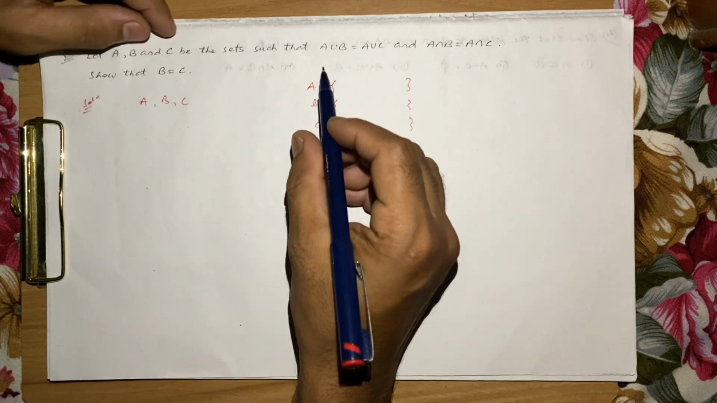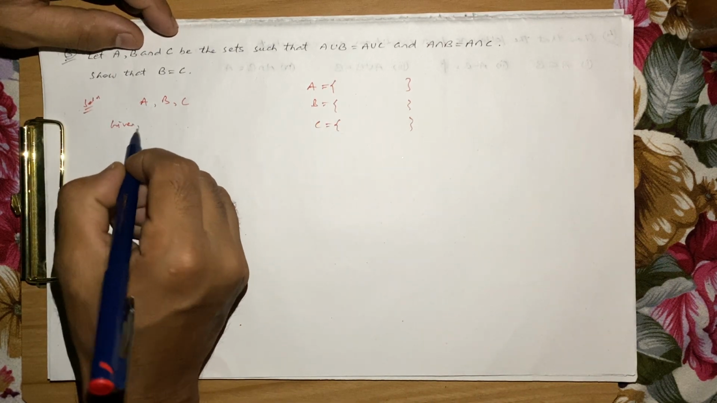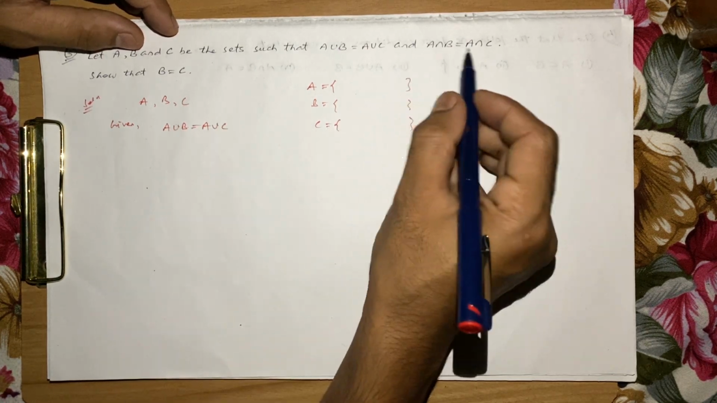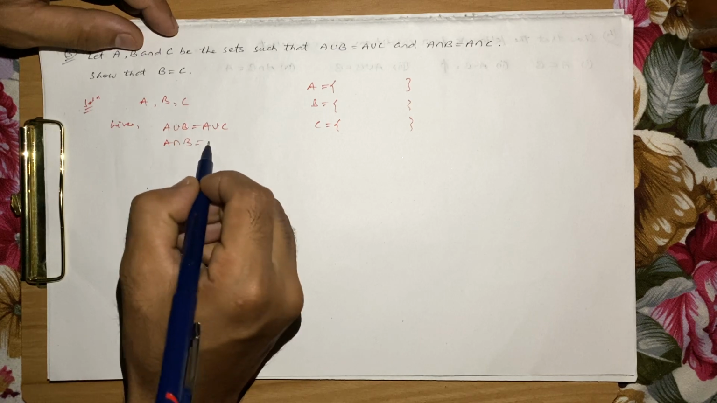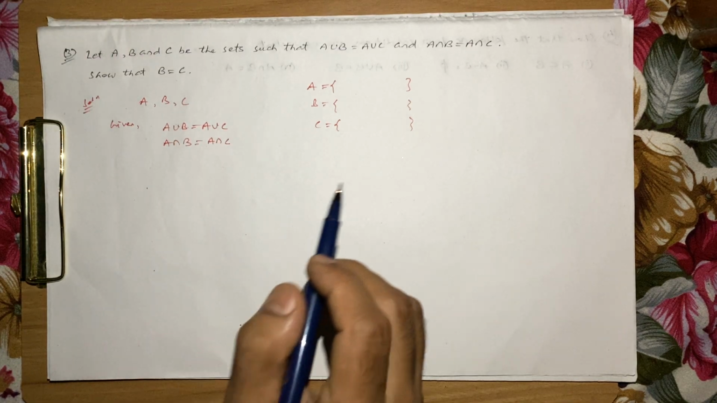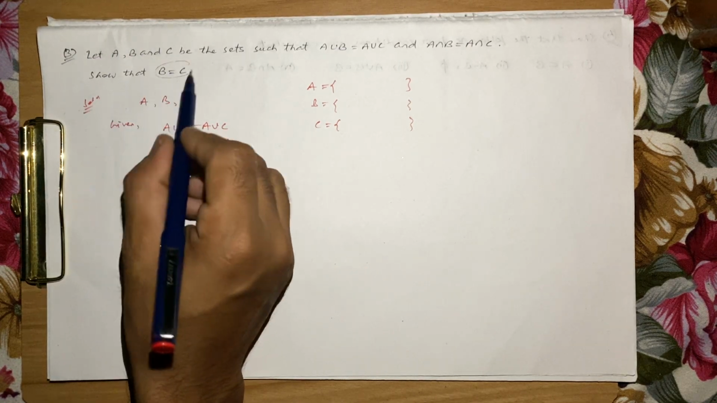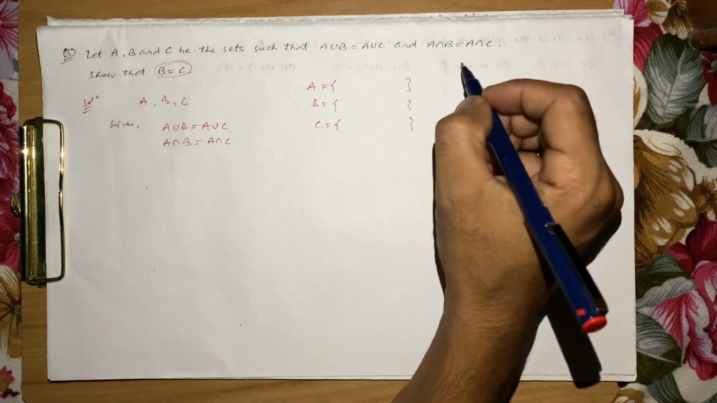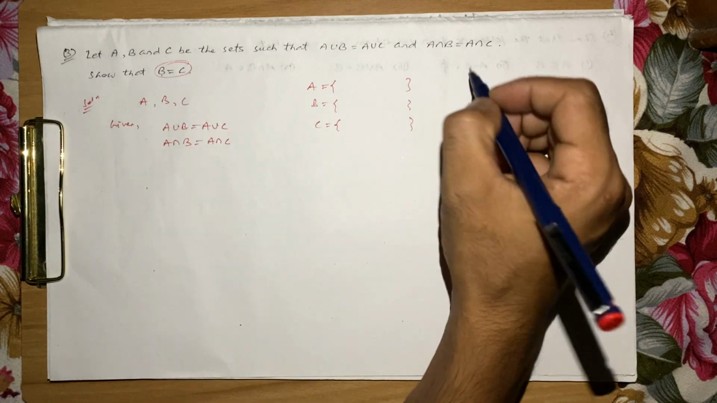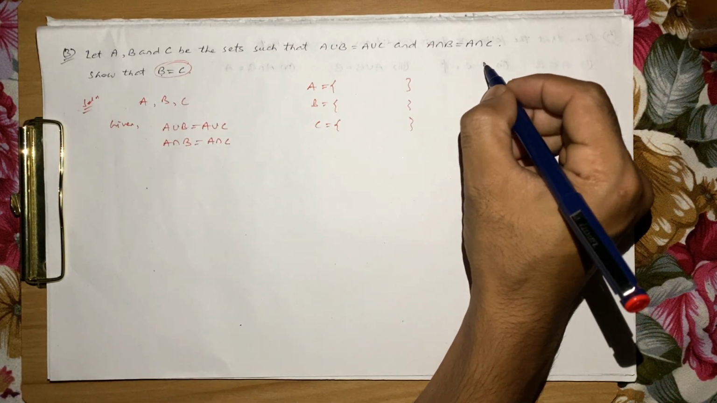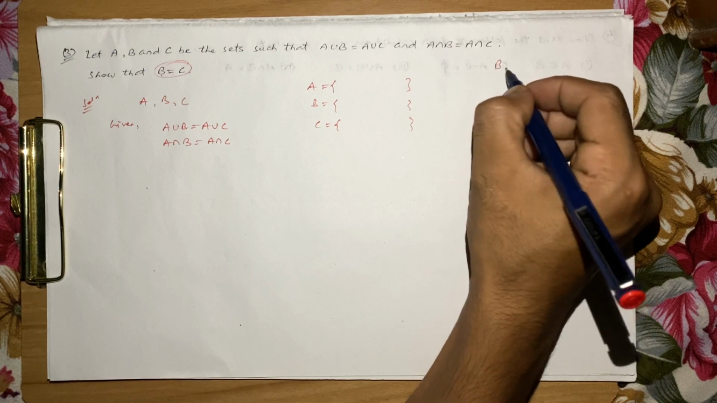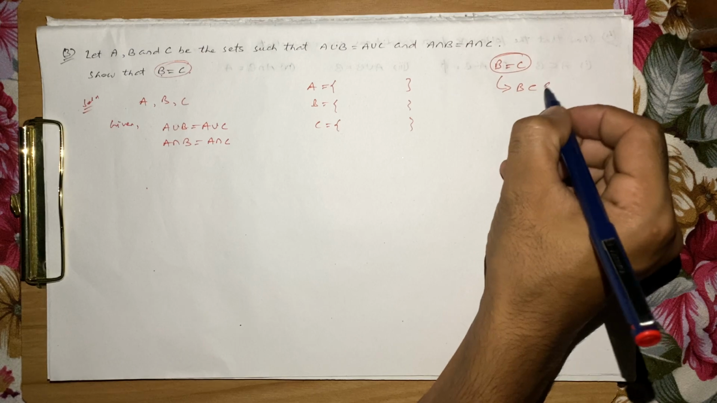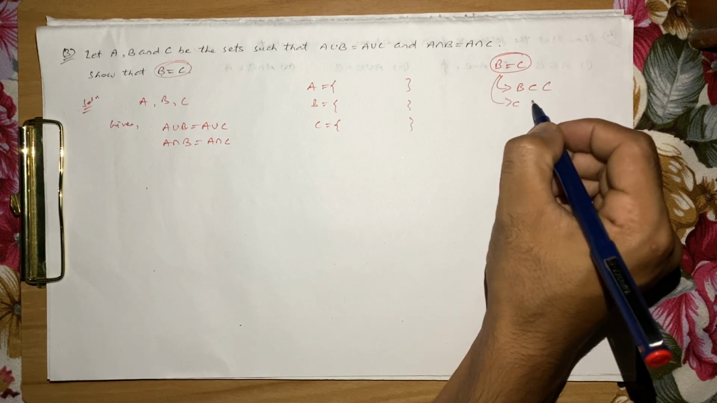Now here it says given. What is given? A union B is equal to A union C, and also A intersection B is equal to A intersection C. Then we need to show that B is equal to C, meaning set B and set C are equal. As I've told you before, whenever you need to show two sets equal, you need to show two things: B is a subset of C, and C is a subset of B.